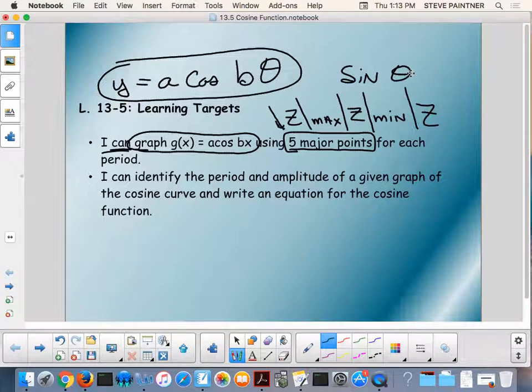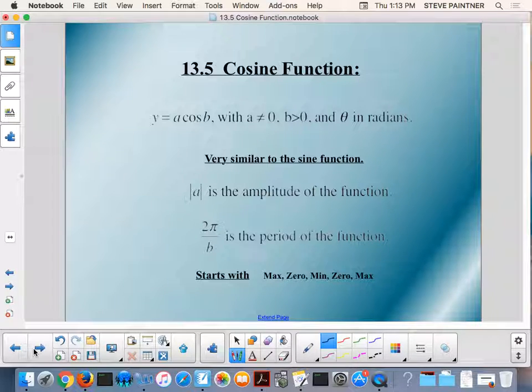Okay, what else can you do? I can identify the period and the amplitude if somebody gives me what? Given the graph. If I give you the graph, you have to pick out the period, you have to pick out the amplitude, okay? And then I believe, yes, you will write the equation. That's the last thing we do, okay? All right, cosine.